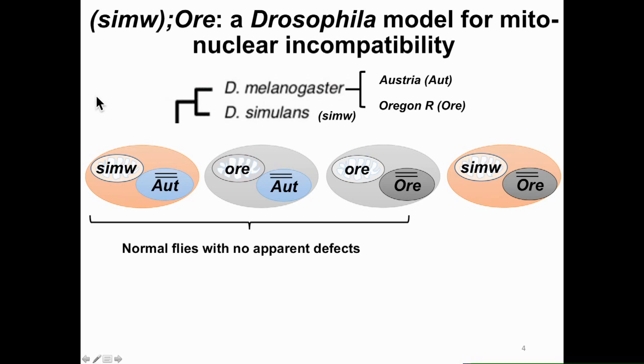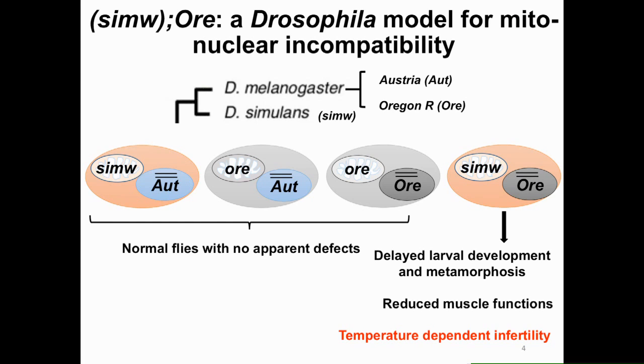So when they examined the phenotype of these flies, they found that three of them were pretty normal, except one, the Sim Oregon flies. These flies show incompatibility between these two genomes, indicated by developmental delay, reduced muscular function, and temperature-dependent infertility. And this very last phenotype became very interesting to us, and it will be the main focus of today's talk.